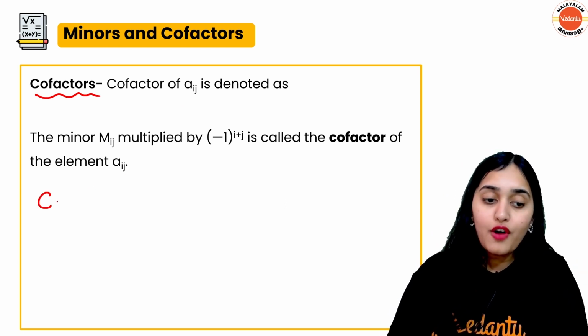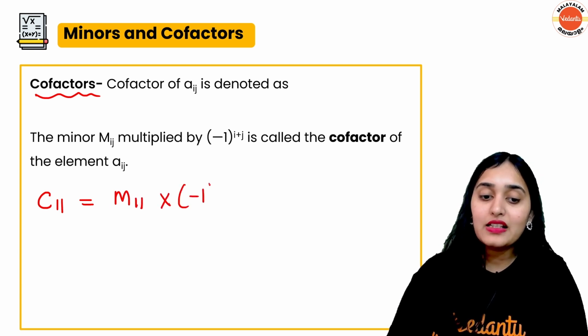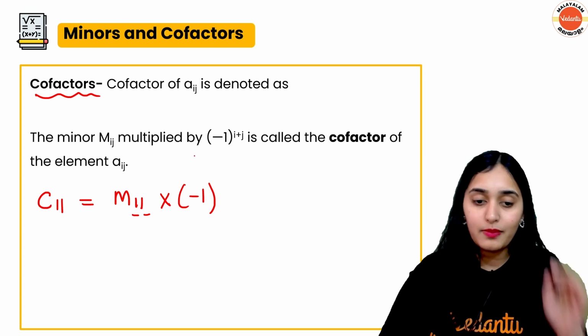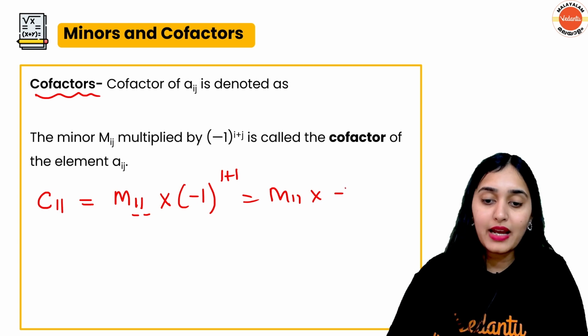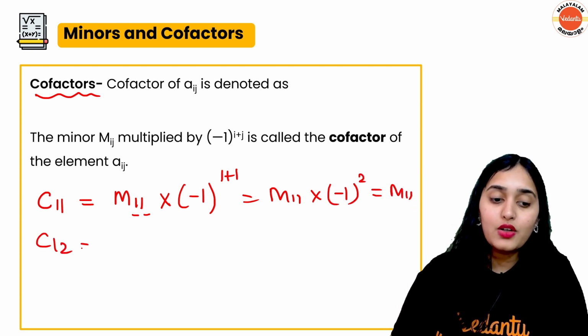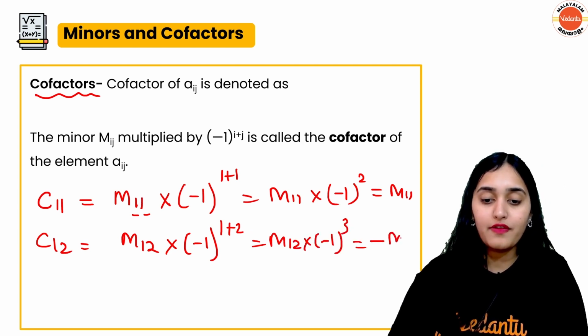So cofactor is nothing but minor of the matrix multiplied with minus 1 to the power i plus j. So here i is 1, j is 1. So it will be what? It will be 1 plus 1. So this is M11 into minus 1 to the power 2, which is M11, right? Similarly, C12 will be M12 multiplied with minus 1 to the power 1 plus 2. M12 into minus 1 to the power 3, which is minus of M12.